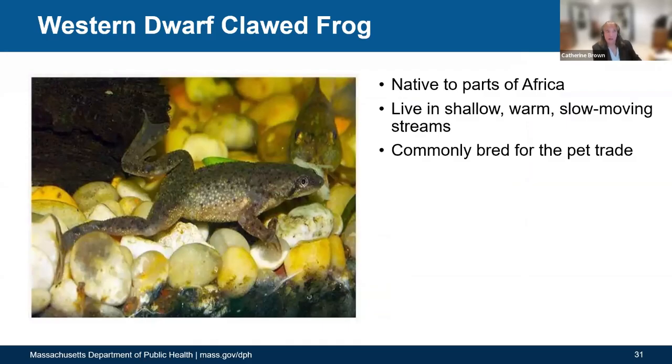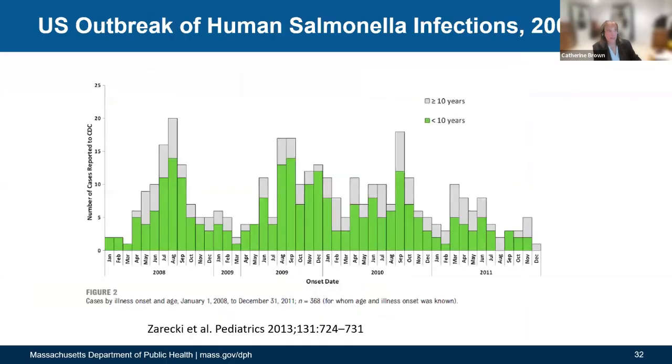Another kind of what went wrong story. So this is a Western dwarf clawed frog, also from Africa. They tend to live in shallow, warm, slow-moving streams, but they're commonly bred for the pet trade. And there was a 3-year outbreak related to this in people. Again, salmonella, because reptiles and amphibians are known to carry salmonella.